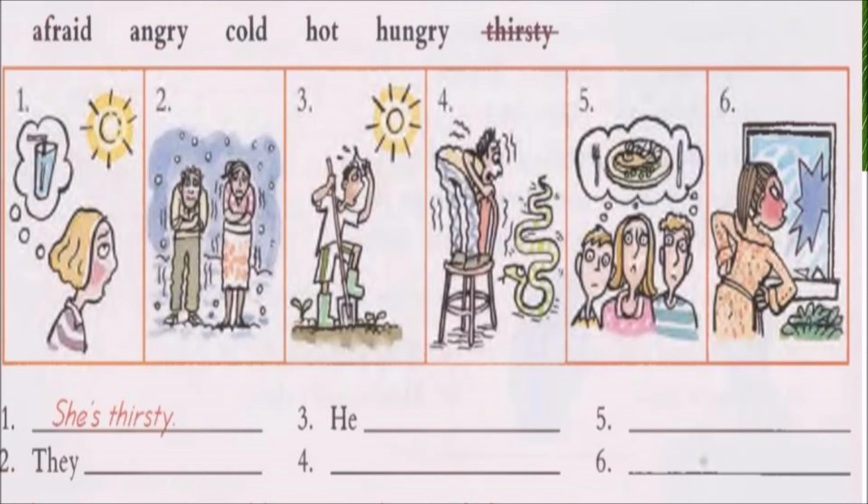And she is a girl. A girl takes he, it, she. Okay. What do we give she? Am, is, or are? Is. So it will be she is thirsty or she's thirsty. Short form, she's thirsty. Right? Because she wants to drink. If you feel that you want to drink, you are thirsty. So the first one is answered for you. Let's answer the rest of the sentences. You can pause the video, write down your answers, and we'll check them together.